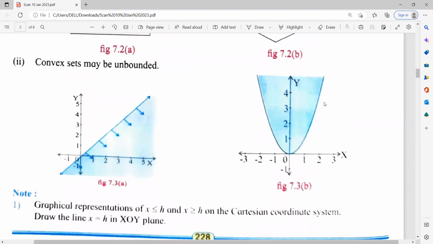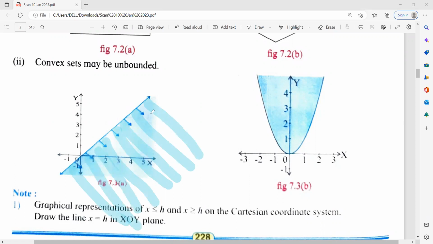Further, it says convex sets may be unbounded. Okay, you can check. This is a convex set here and it is unbounded. This is a convex set and it is an unbounded convex set. Okay. This is a convex set and it is unbounded. Okay. This set is convex.